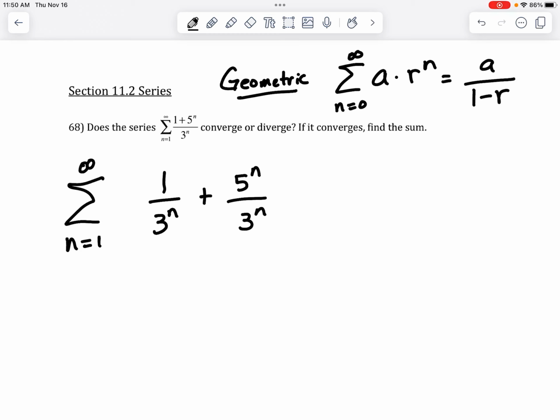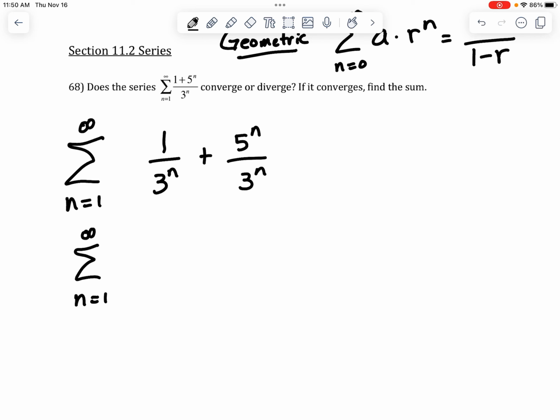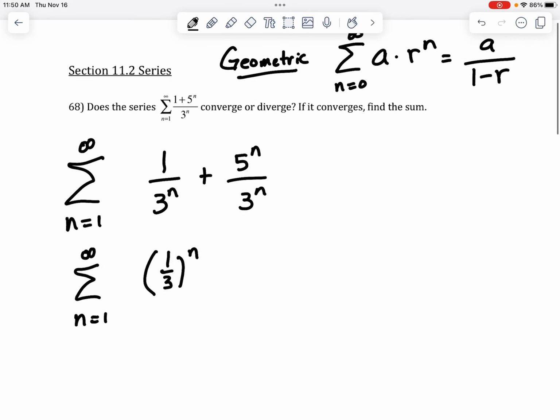And then each one of these looks like a geometric series. I know you're saying it's supposed to start at n equals 0, but just hold your horses. Wait a second. So this one could be rewritten as (1/3) to the n, so it looks just like a geometric series. And the second one could be rewritten as (5/3) to the n.